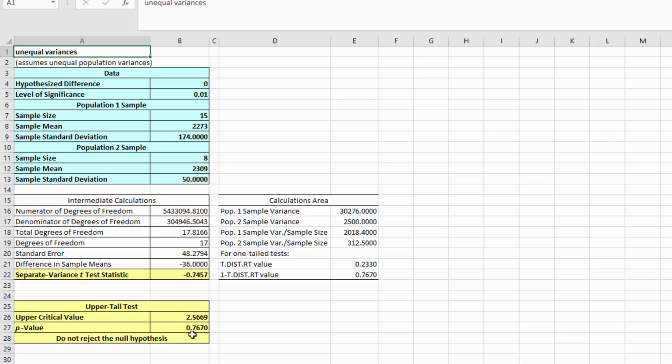At any rate, you're given that p-value, very large, much greater than 0.01, so we know to reject. And again, our test statistic minus 0.74 is on the left side of the mean. Our critical value is on the right side of the mean, so we fail to reject.